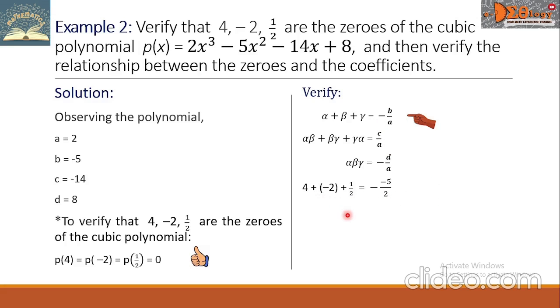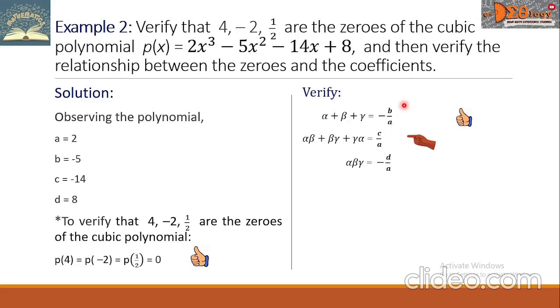We simplify, the left side becomes 4 and negative 2 here becomes positive 2 plus 1 half. Is it equal to positive 5 over 2? The sum 2 and 1 half will give 5 over 2. That is equal to the right side. Therefore, we're able to verify the first relationship.